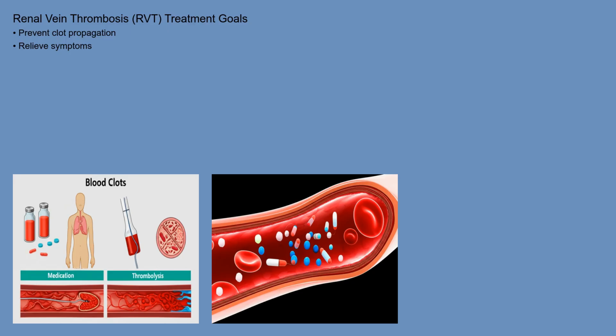In severe cases of acute RVT, thrombolysis, or clot-busting therapy, may be considered. This involves administering medications like tPA directly into the renal vein to dissolve the clot. However, thrombolysis carries a higher risk of bleeding complications. In rare instances, surgical thrombectomy, or surgical removal of the clot, may be necessary. This is typically reserved for cases where other treatments have failed or are contraindicated. If the RVT is secondary to an underlying condition like nephrotic syndrome, treatment of the underlying condition is also essential.